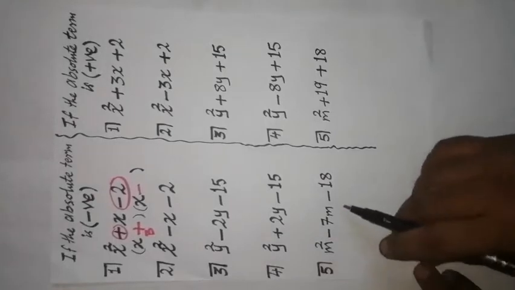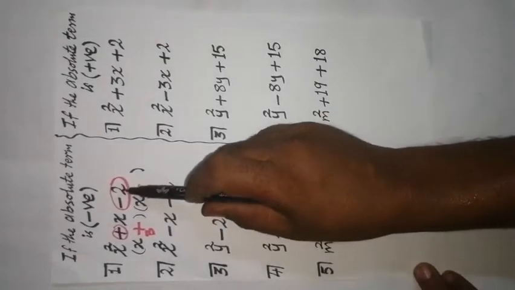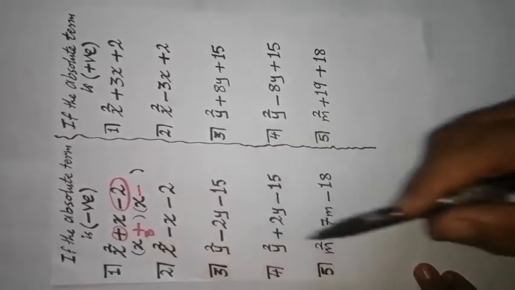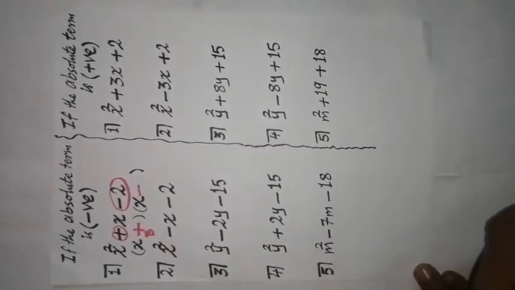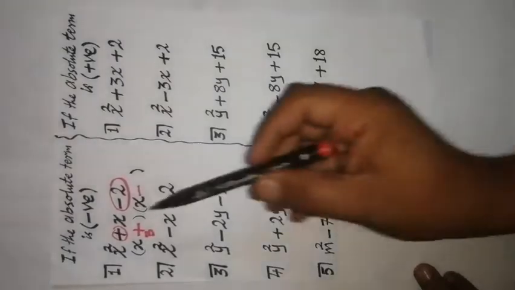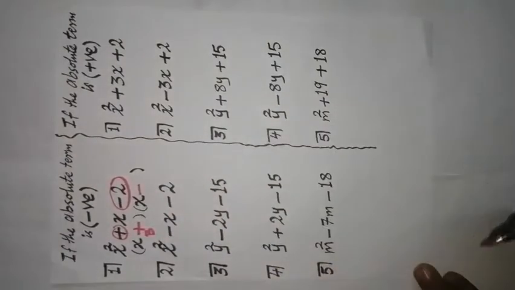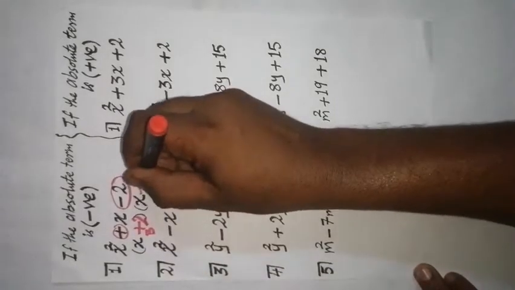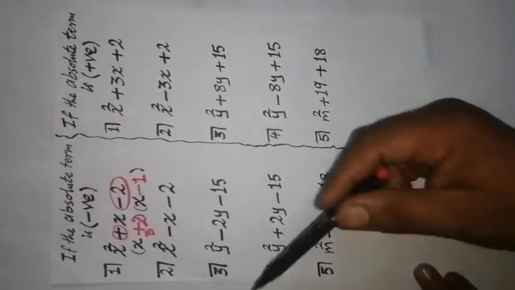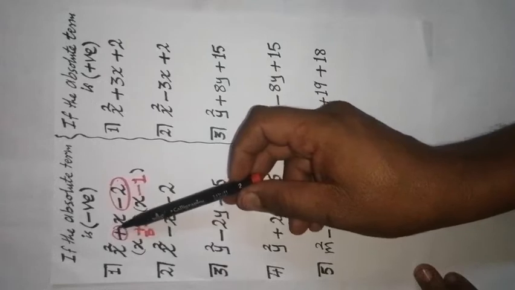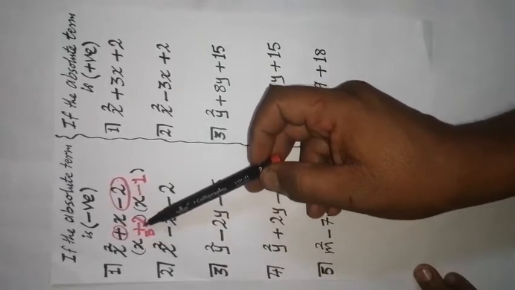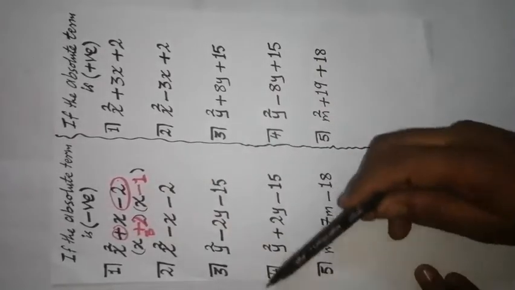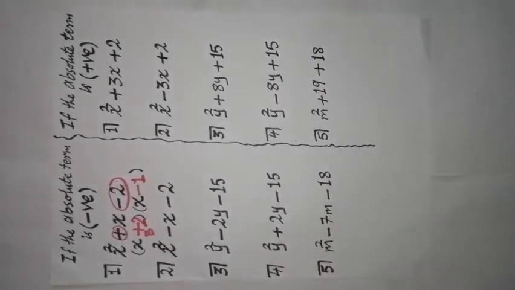Two numbers, you multiply them is 2, you subtract them is 1. 2 and 1: 2 by 1 is 2, and 2 minus 1 is 1. I'll write the 2 here because the big number is here and the small number is here. Why did I write 2 here? Because the big number between the 2 and 1 is 2, and the big number takes the sign of the middle term. Now let us go to the second one.